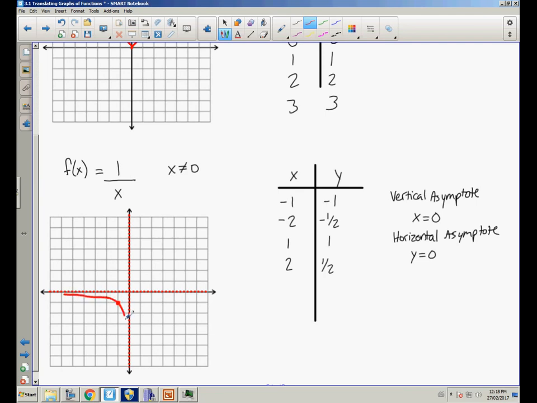So on the left-hand side of our graph, my graph is going to be approaching both of these asymptotes. On the right-hand side of my graph, same sort of thing. So there's the parent function.